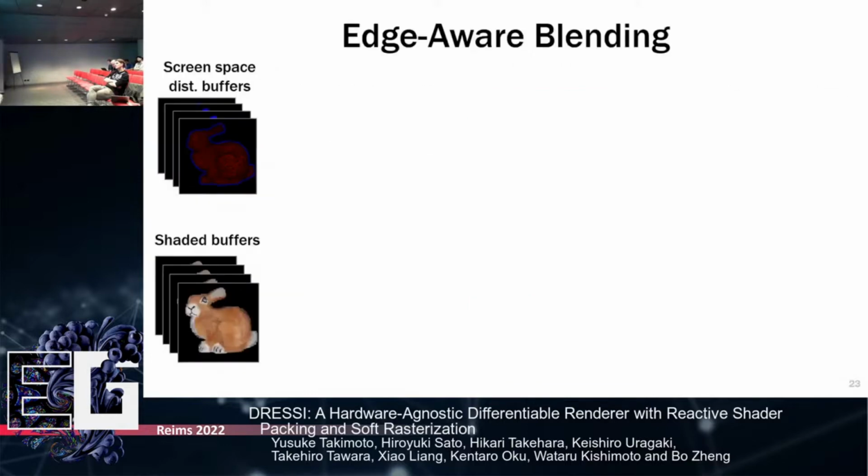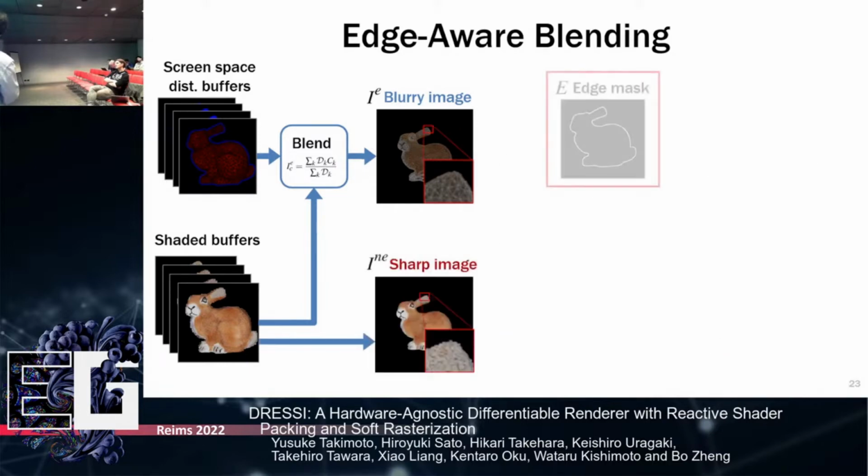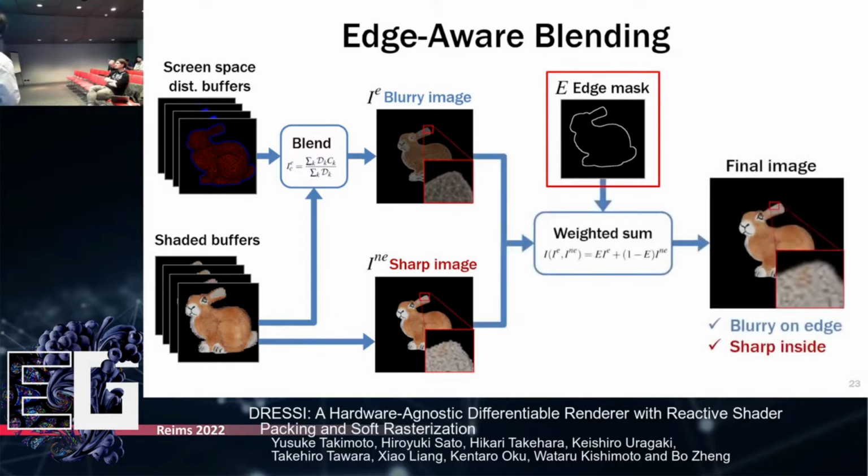Finally, I will introduce the edge-aware blending process. After rasterization and shading, the input is screen space distance buffers and shaded buffers. First we blend all pixels similar to SoftRas, so we get blurry, far-range gradient images. On the other hand, we keep the sharp textured image. The additional input is the edge mask. Finally, we apply a weighted sum of the blurry image and sharp image with the edge mask. So we get blur on edges, but sharp texture inside. This image enables robust and accurate optimization.